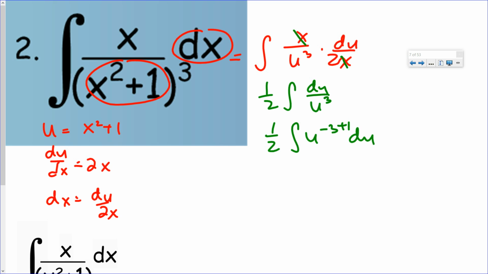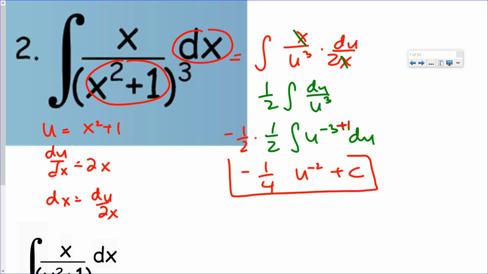So you add 1, divide by negative 2. This is kind of weird because it's a 1/2. If I divide by negative 2, I'm really multiplying by what? Negative 1/2. I think that's a little bit easier because I have a 1/2 here. So this will be negative 1/4 times u to the negative 2 plus C. Okay, and that is a great answer. It's just the wrong answer.